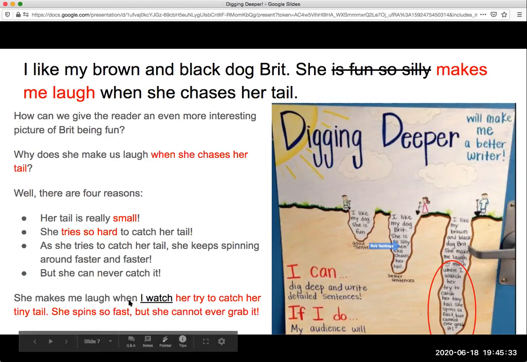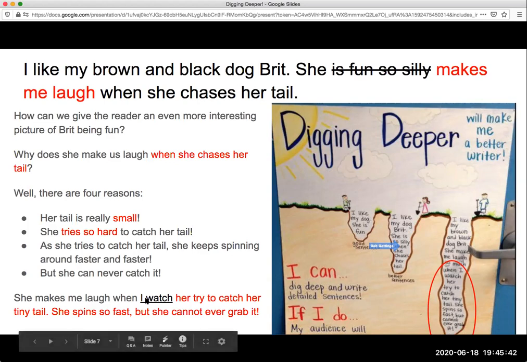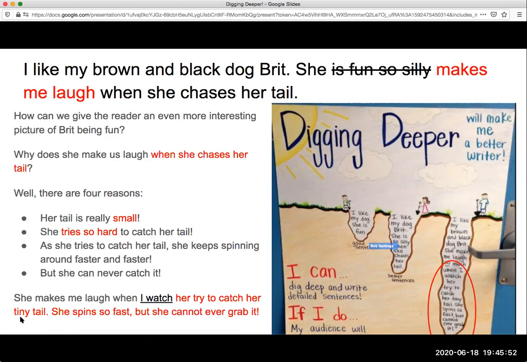We added a situation, watching Brit, and then what do we see? We gave a picture. What picture does the reader watch? Brit trying to catch her tail. Her tail is very, very small. Tiny is a really good word here. Very, very anything is not a little bit boring, but tiny gives a good picture of a very small tail.